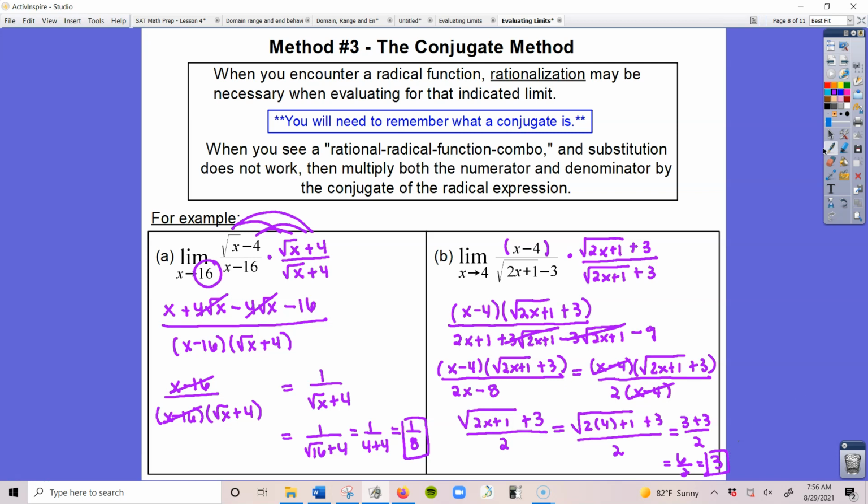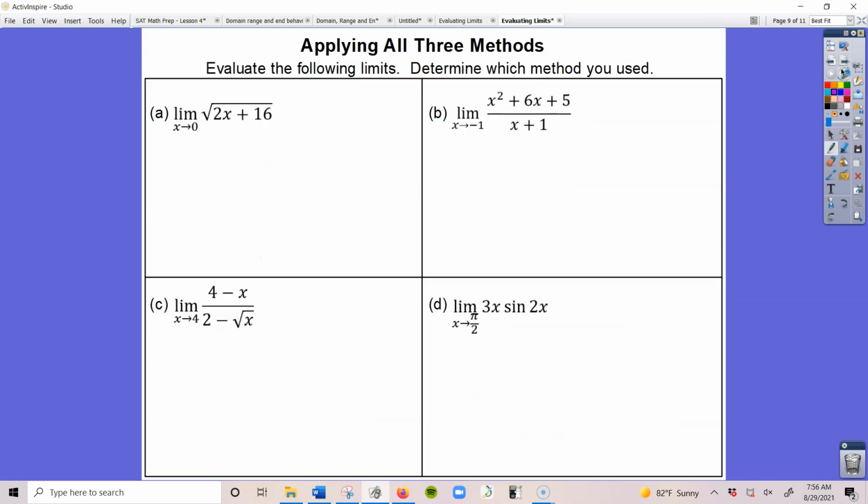Now what we're going to do is practice looking at various other examples and determining what method we're going to use, and then applying that method to find the limit. So in this first one, we have the limit as x is approaching 0 of the square root of 2x plus 16. I always want to try out substitution, right? So if I plug in 0, I would end up with a number. So we're going to use here the substitution method.